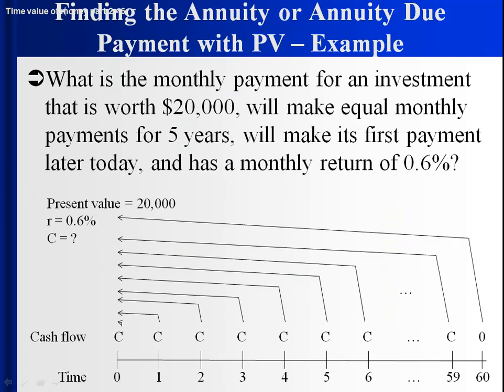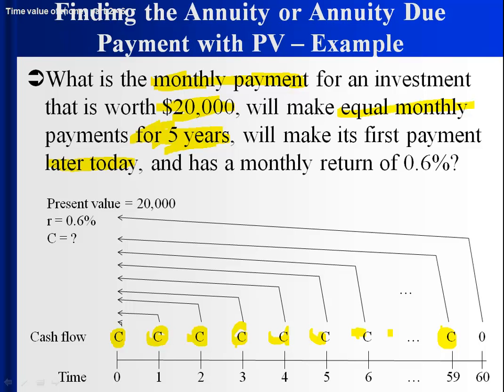Here's a similar situation, but it's presented in a positive framework where we're going to collect cash flows. We want to know what the monthly payment is for an investment worth 20,000. It will make equal monthly payments for 5 years, so it's monthly, and we know there are going to be 60 payments, and the first one is later today. So we're going to get a check today, in 1 month, 2 months, 3 months, and we're going to do that 60 times. So our last one will be in 59 months.